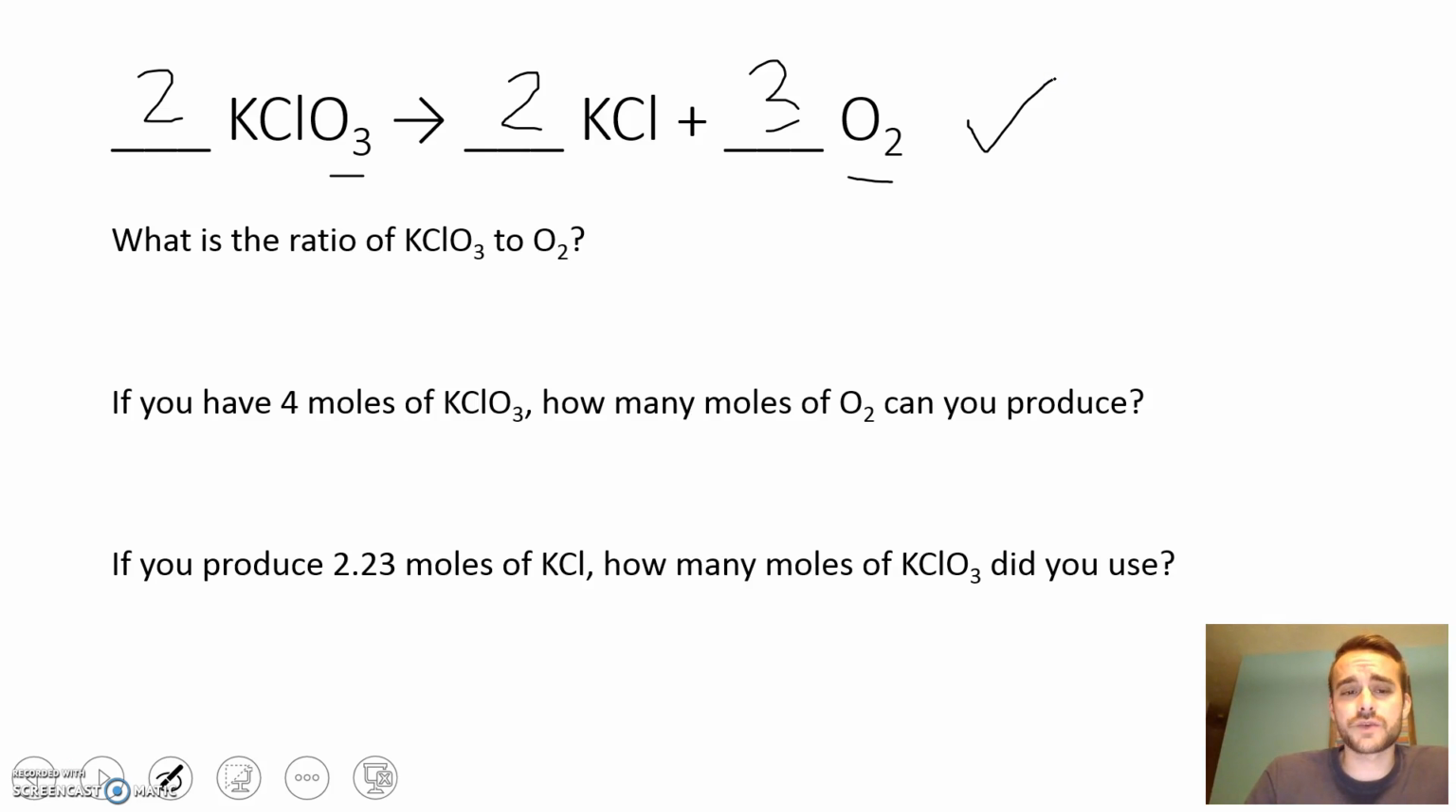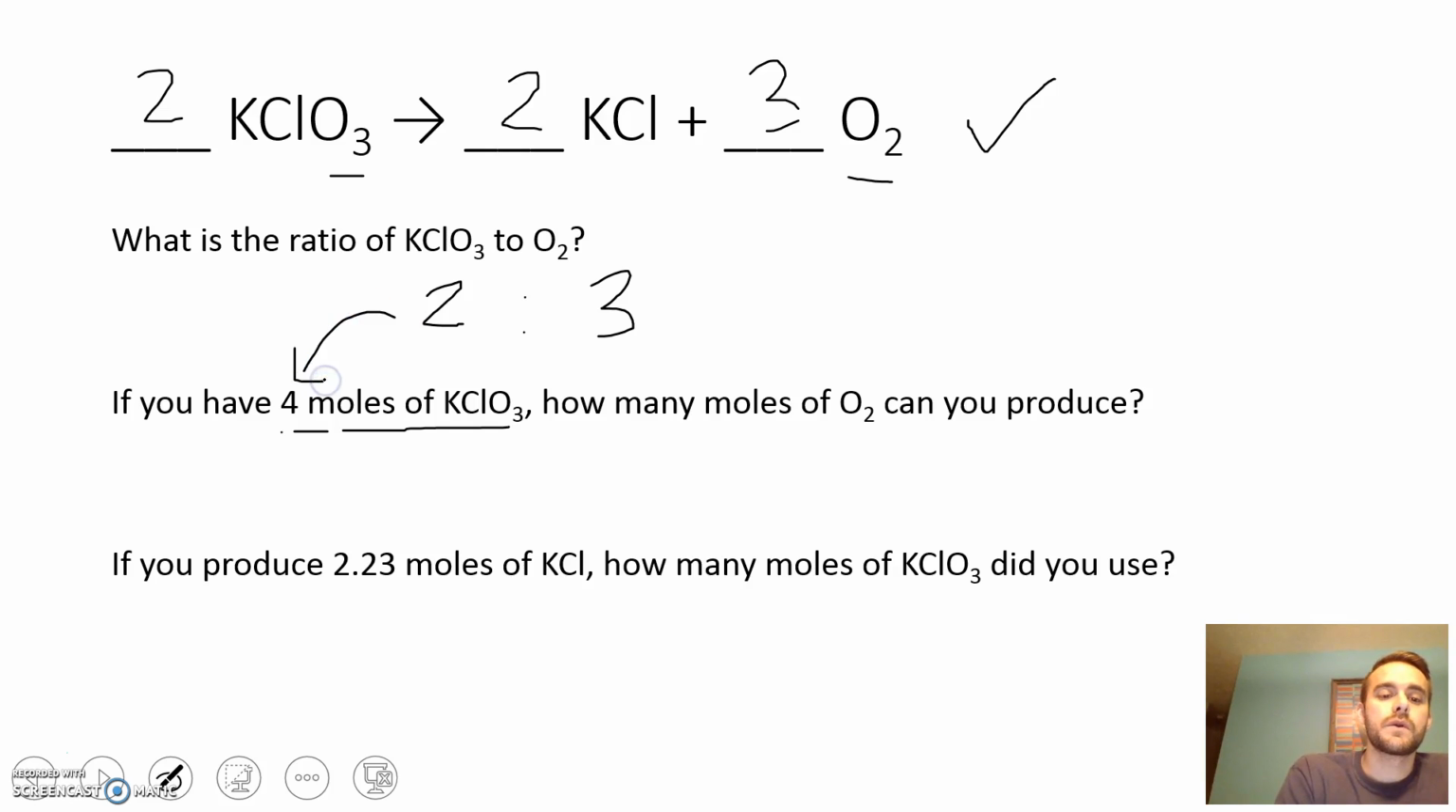And then we can find the actual ratio that we need. Remember, this is like a recipe. So what's my ratio of KClO3 to O2? That is 2 to 3, just like in the last problem, actually. So if for your reaction you have 4 moles of KClO3, how much O2 can you produce? Well, you've doubled 2 to get to 4, so that means you would have to double 3 to figure out O2, so you would actually produce 6 moles of O2.